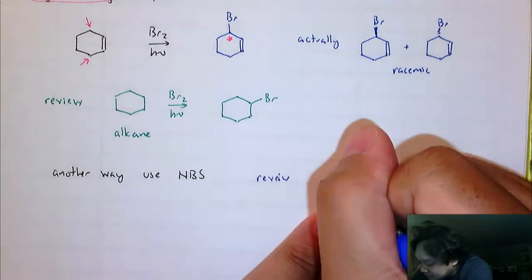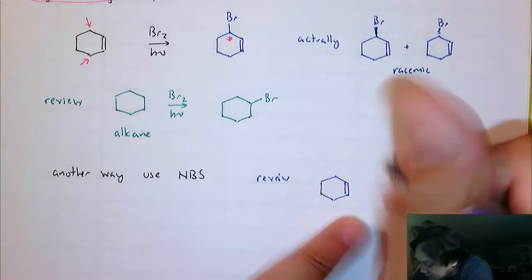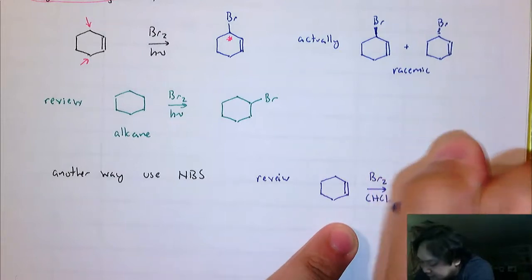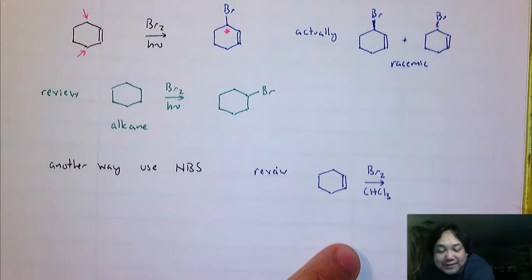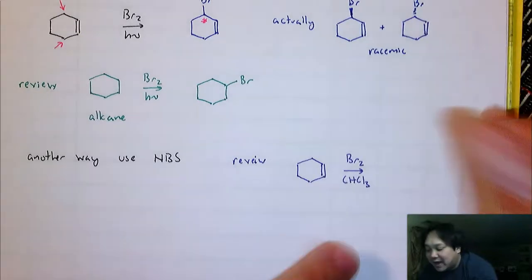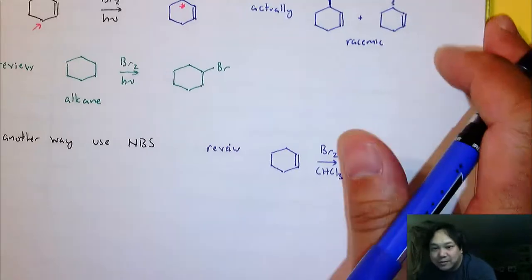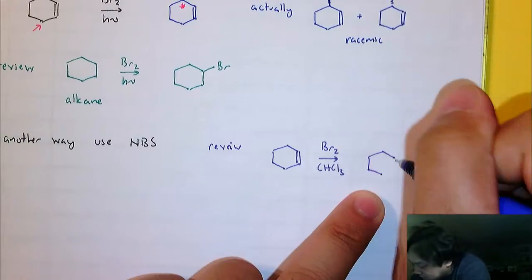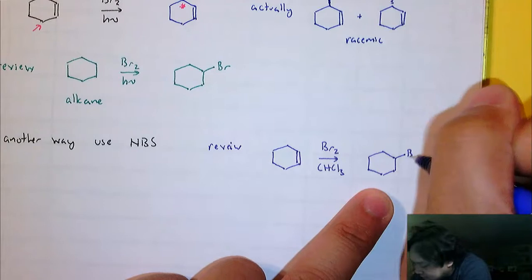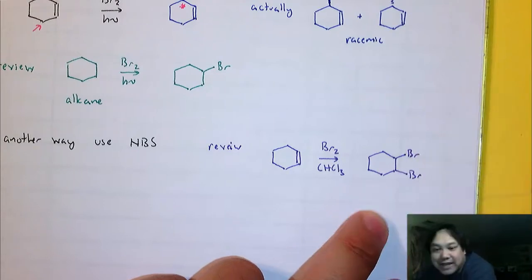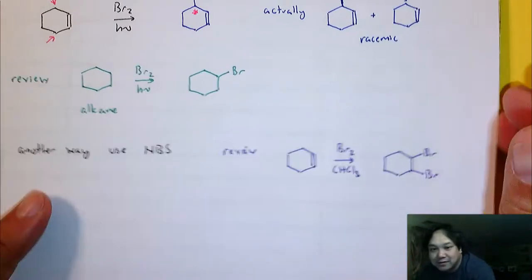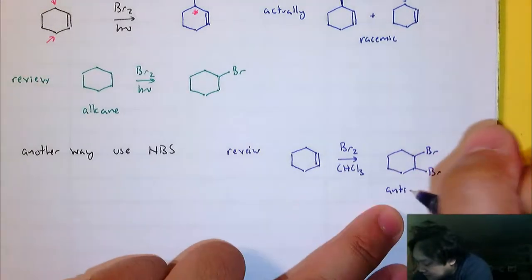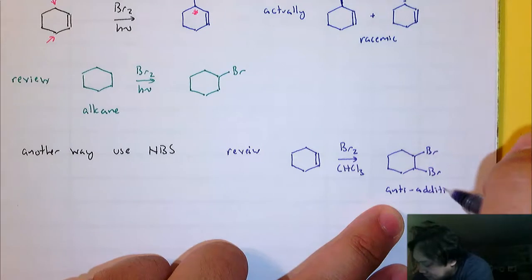Remember this? Br2 under chlorinated solvents. This is halogenation. We literally just add 2 bromines. And remember, this was anti-addition. Okay. This is all review for this reaction, anti-addition.